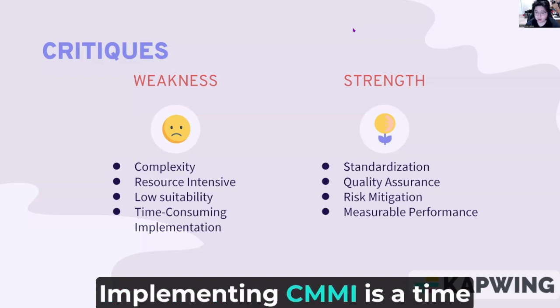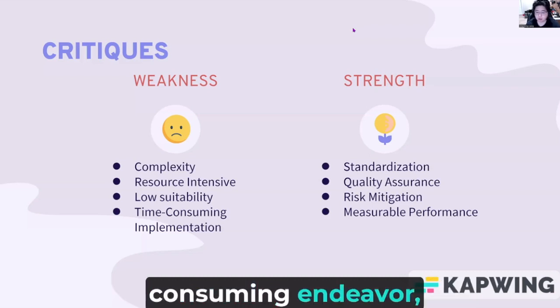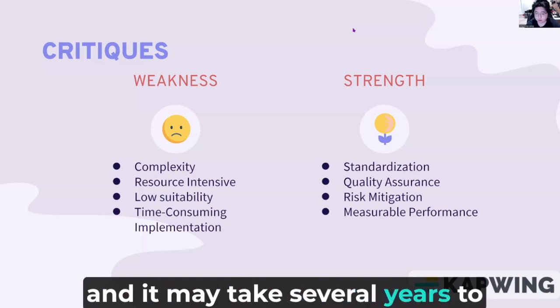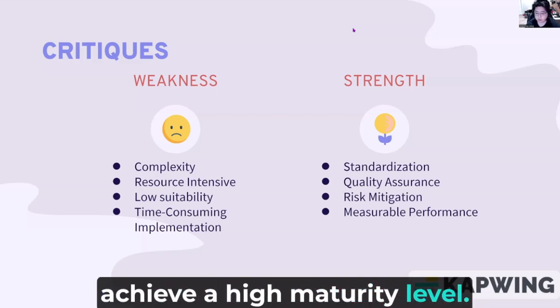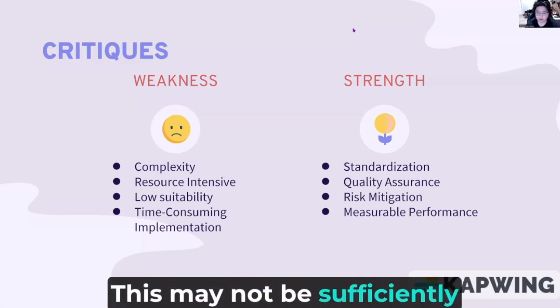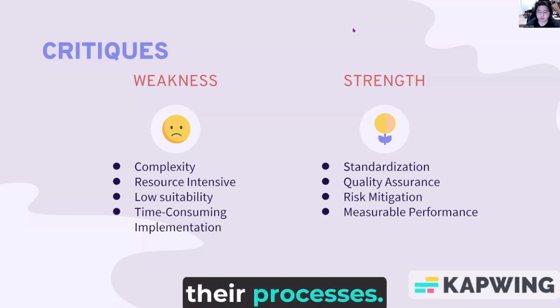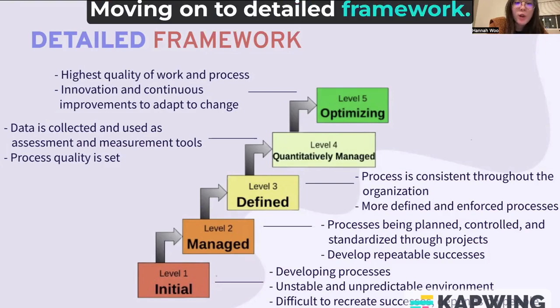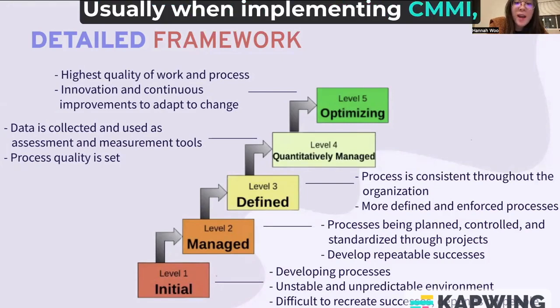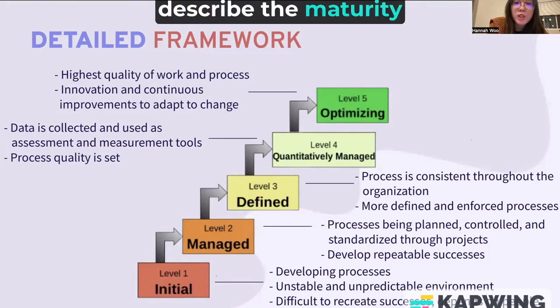Implementing CMMI is a time-consuming endeavor, and it may take several years to achieve a high maturity level. This may not be sufficiently fast for organizations that need to rapidly improve their processes. Moving on to the detailed framework, usually when implementing CMMI, there are 5 stages that describe the maturity of the business.